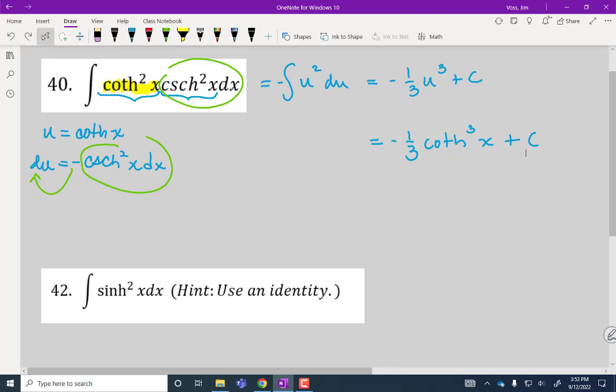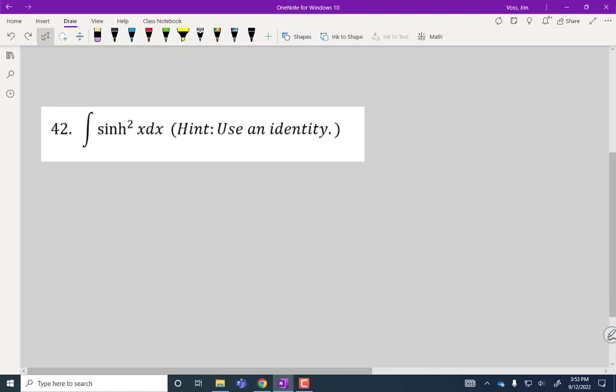Okay, so then you all try this one. Use an identity. I'll write the identity over here. So we know that sinh squared of x is going to be 1. So with sine squared, it's 1 minus cosine 2x, over 2. Here we just reverse it, so it's going to be 1/2 times cosh 2x minus 1. That'll be our identity. So this should parallel what we've done with the integral of sine squared.